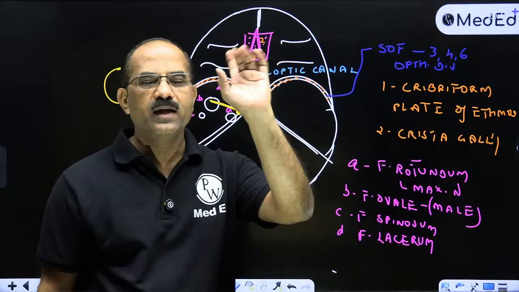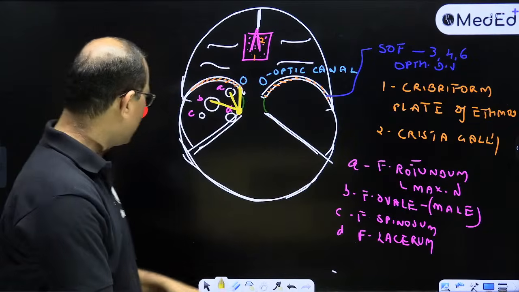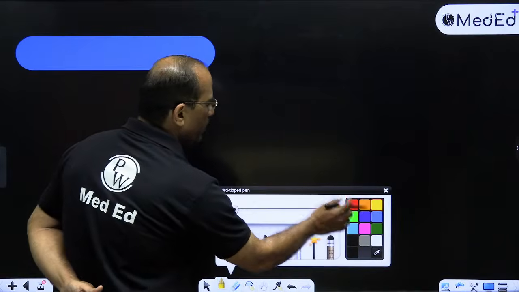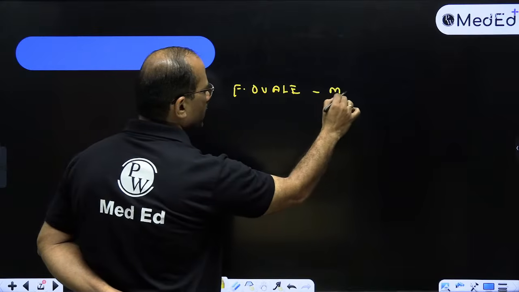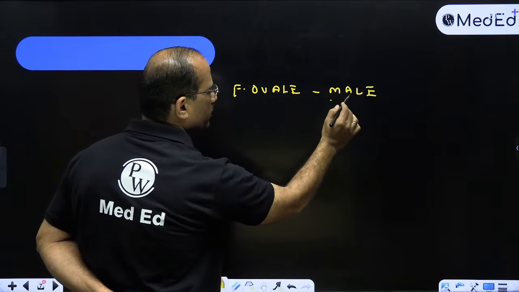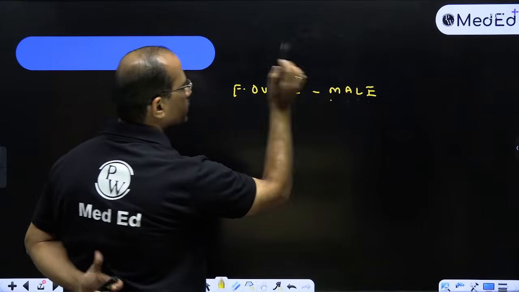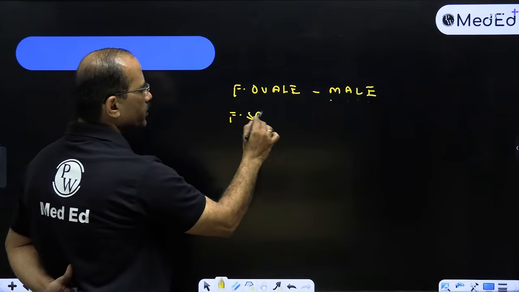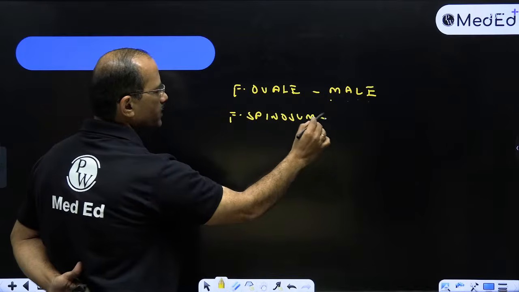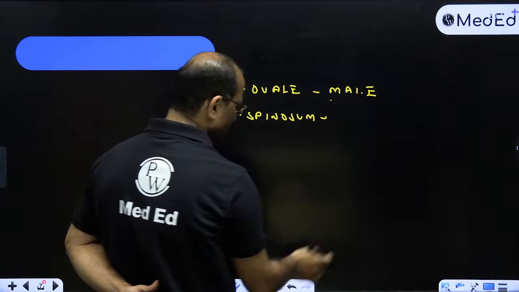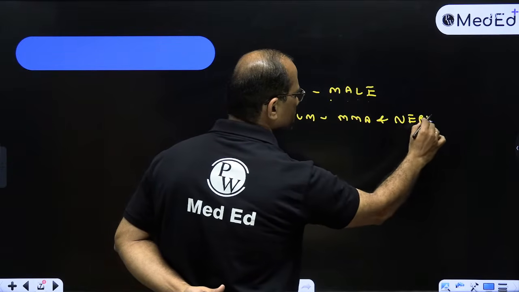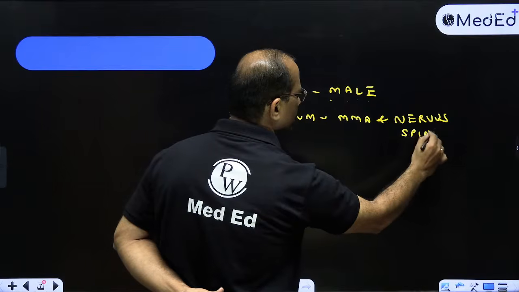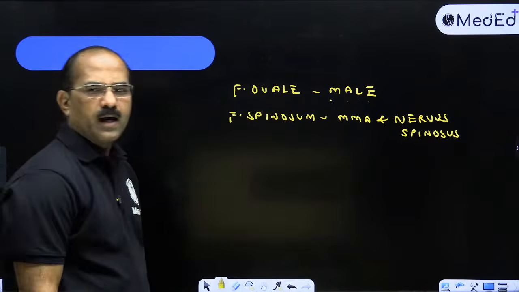कुछ doubts हैं बच्चों? Any doubts anyone has? Okay, ये clear है ना? Is this clear to all of you? Okay, just tell me. Foramen ovale से क्या जाता है? That's MALE. What's M? Mandibular nerve, accessory meningeal artery, lesser petrosal nerve, emissary vein. Foramen spinosum. What passes is middle meningeal artery and nervus spinosus.